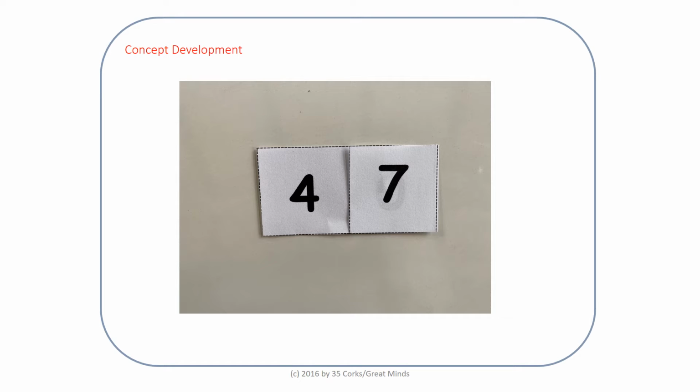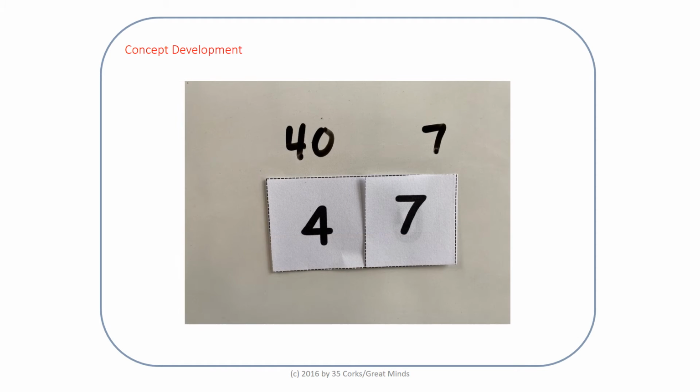For our lesson today, I'm showing this number with my hide 0 cards. What number am I showing? 47. When I pull apart these cards, 47 is going to be in 2 parts. What parts will they be? You think it'll be 40 and 7. You're right.